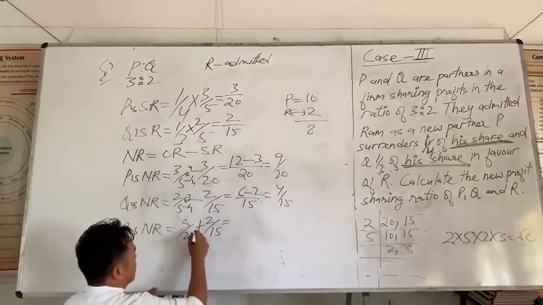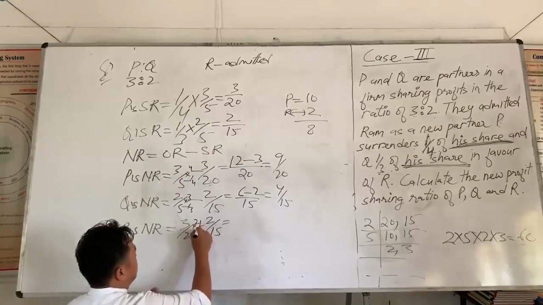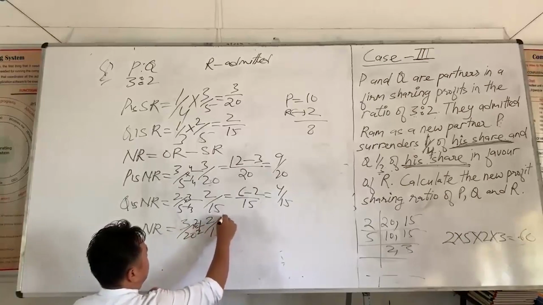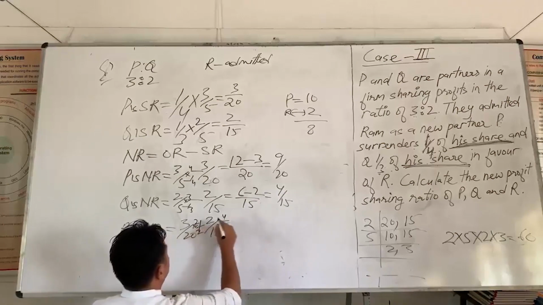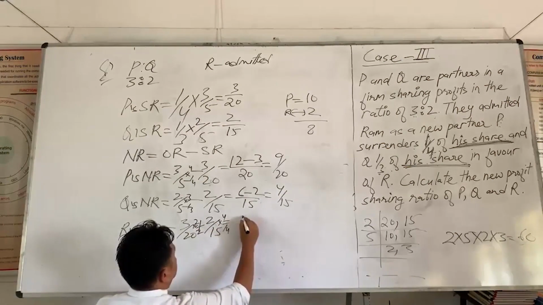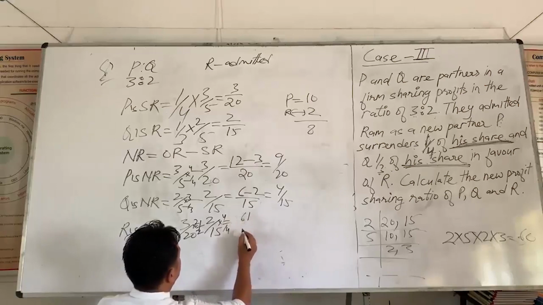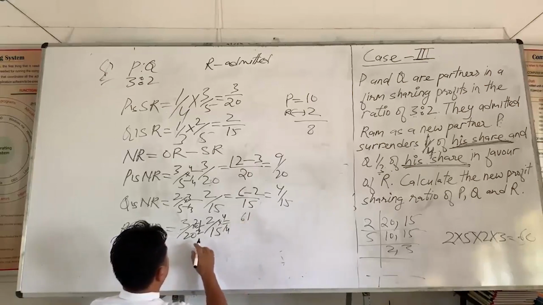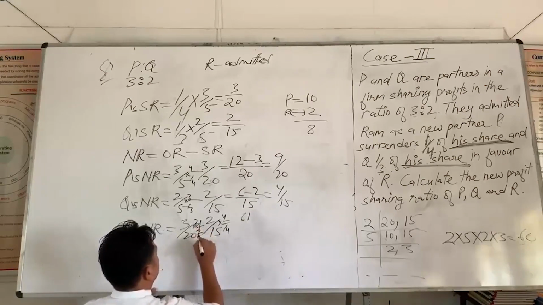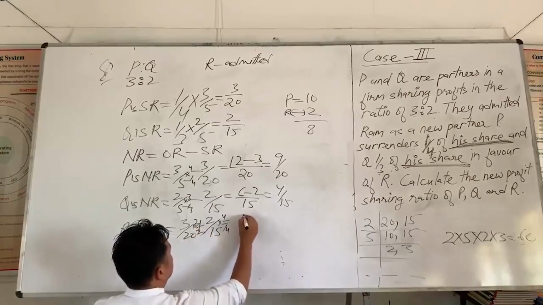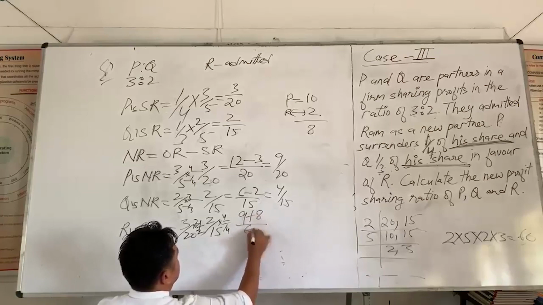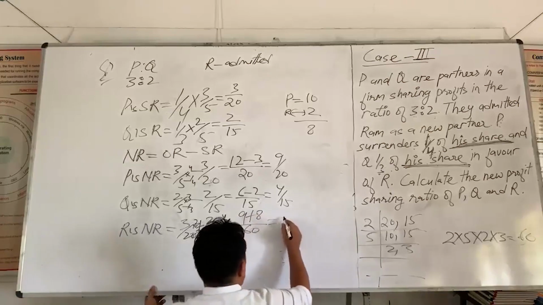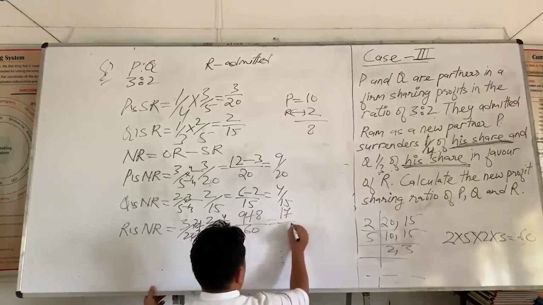Here we have to make the denominator 60. So how are we going to get 60? By multiplying 3 by 3 for the first fraction, and here we have to multiply 4 by 4. So here, how much did we get? 9 plus 8 divided by 60. So the value is 17 by 60.